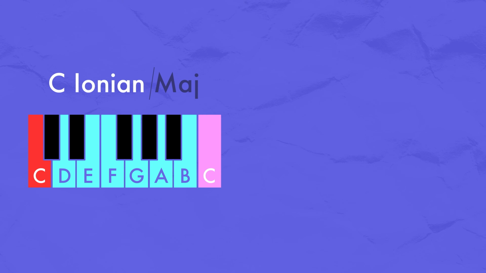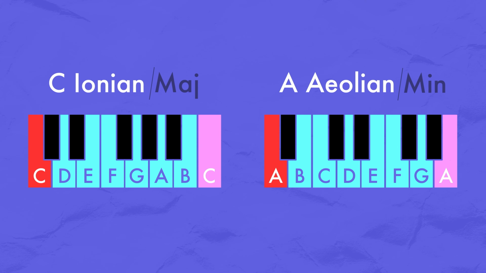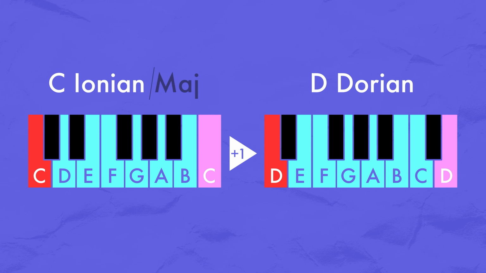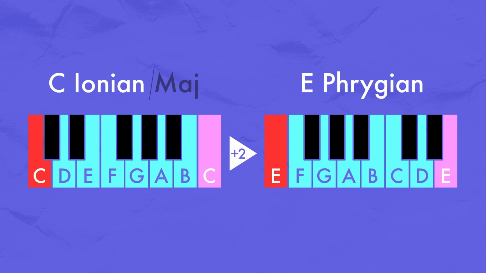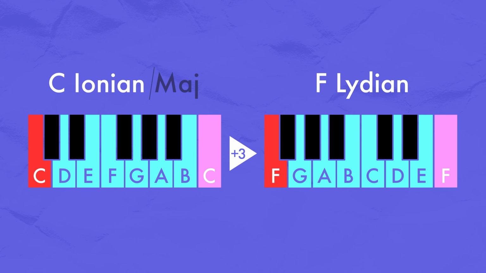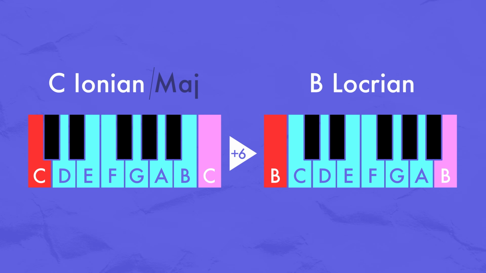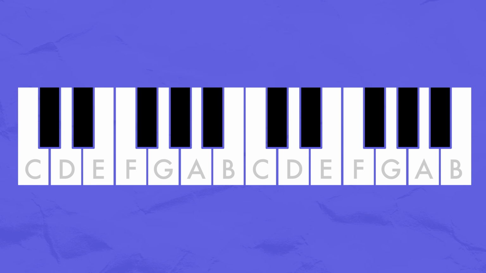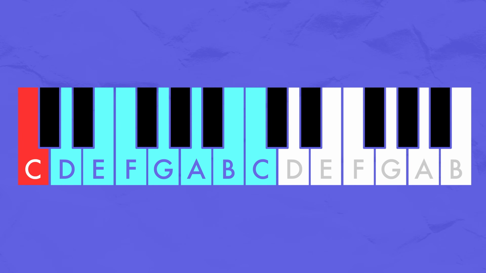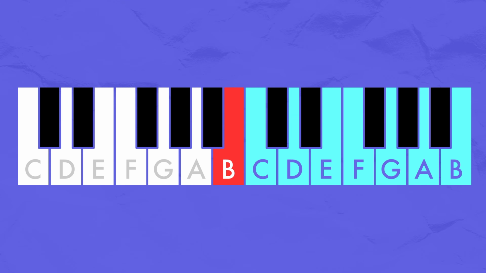And if you noticed, the C major or Ionian and the A minor or Aeolian use the same notes, just shifted by 5 places. In the same way, D Dorian, E Phrygian, F Lydian, G Mixolydian, and B Locrian all use the same 7 notes. So as you can see, an easy way to create all the modes is to play the C major scale, but start on a different note every time.